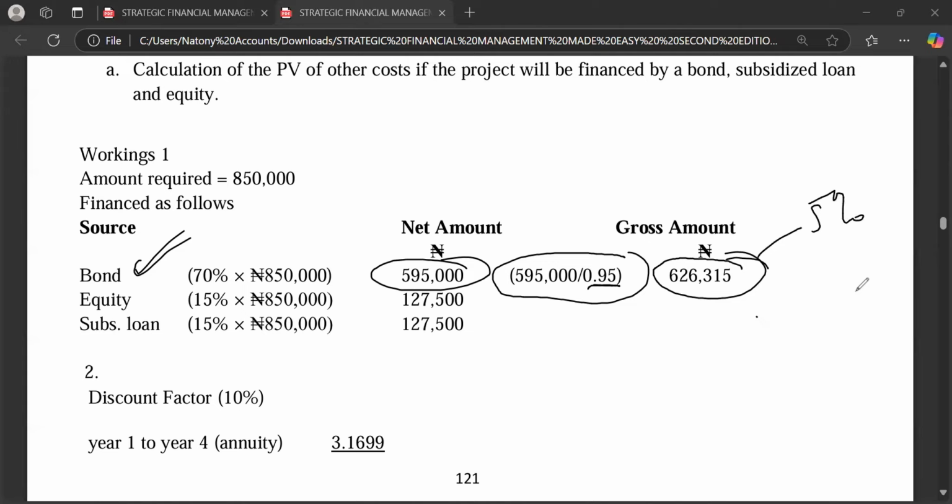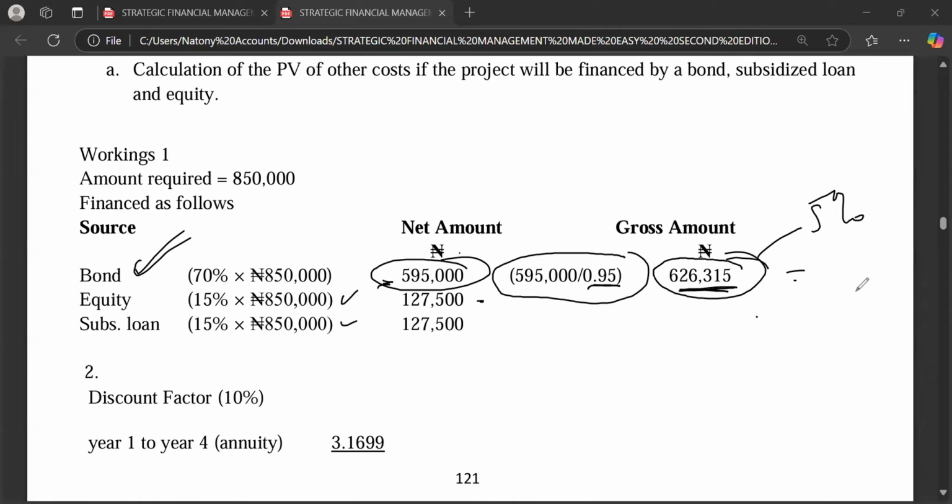So the balance will now be the net amount. So this amount minus this amount will be what? The issue cost, which is 5%. Equity will be 15, while subsidized loan will be 15. And this is the amount for equity.